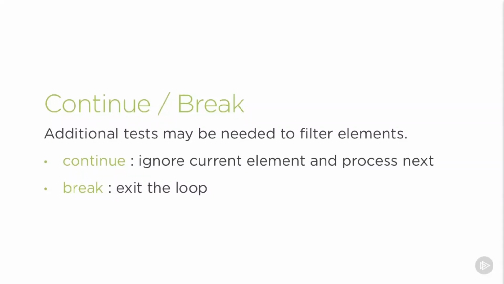Now within a loop, we've got a couple of extra keywords that we can use to control the flow: continue and break. Now when we use the continue keyword, we can test for a condition, and maybe if that condition is met, we can ignore the current element and process the next element in the iteration. Whereas with break, we will exit the loop completely.